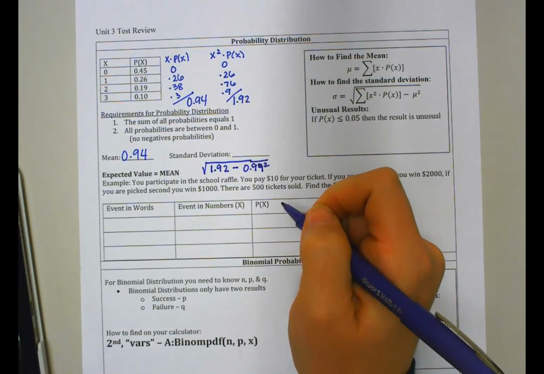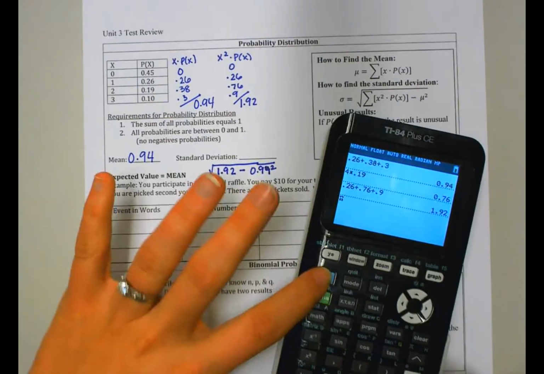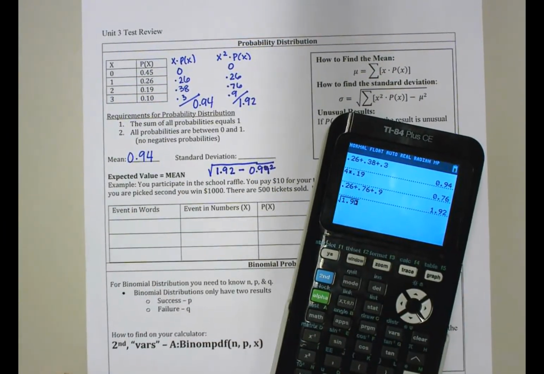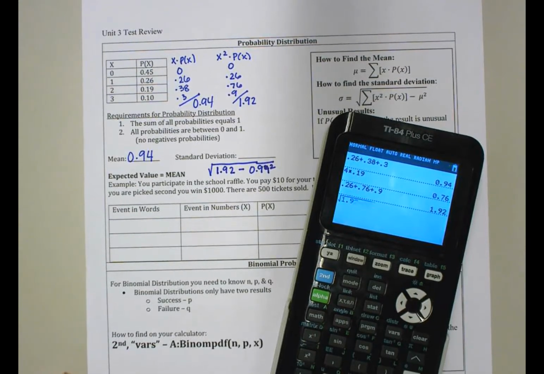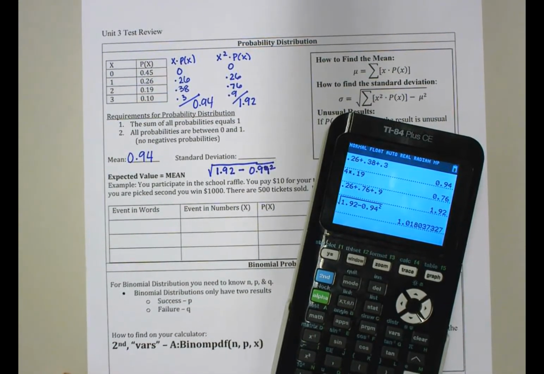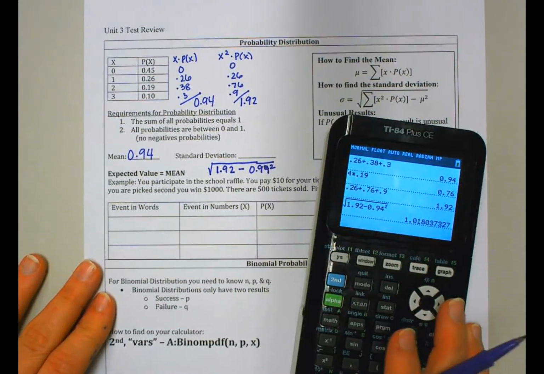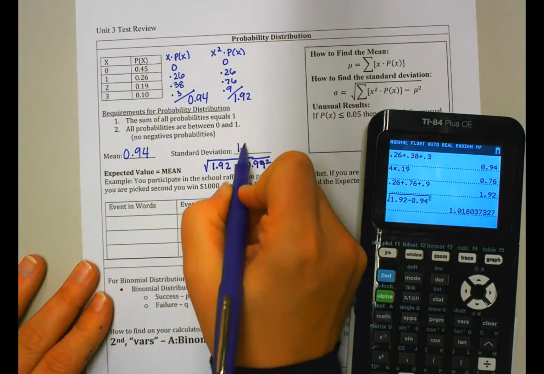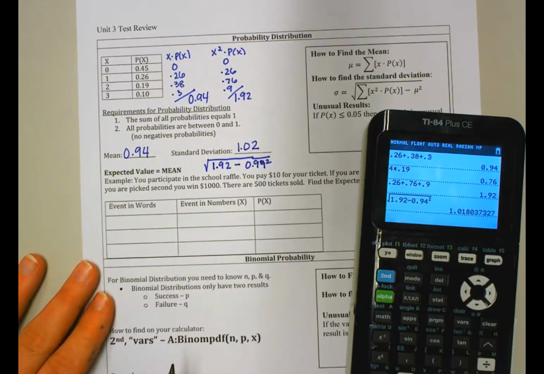It doesn't look very pretty. So I'm going to take the square root of 1.92 minus my mean value squared. And that gives me 1.018, or 1.02, as my standard deviation.